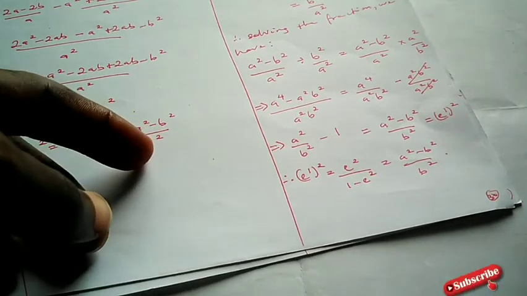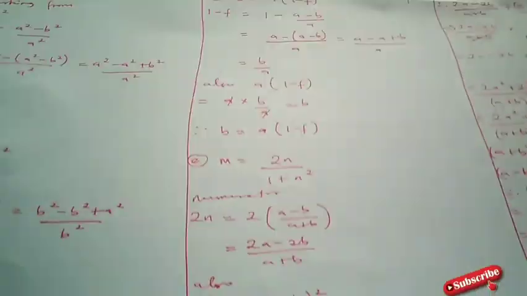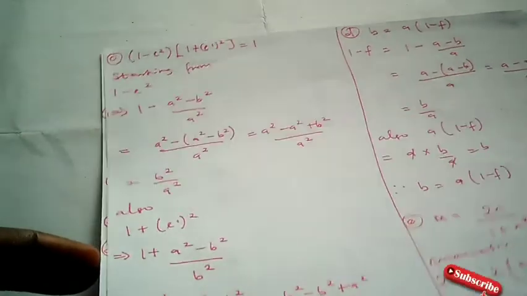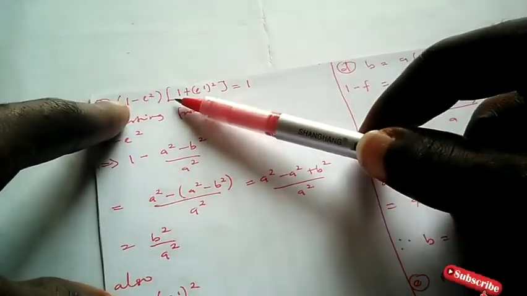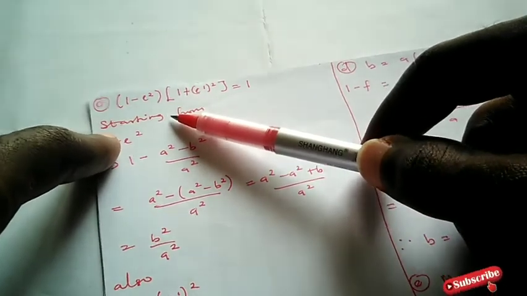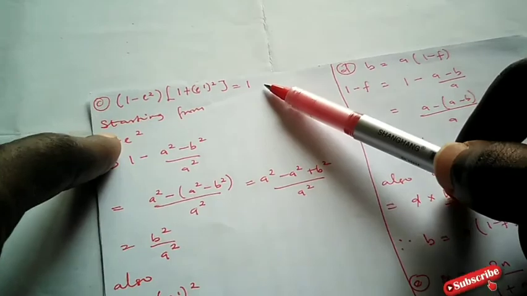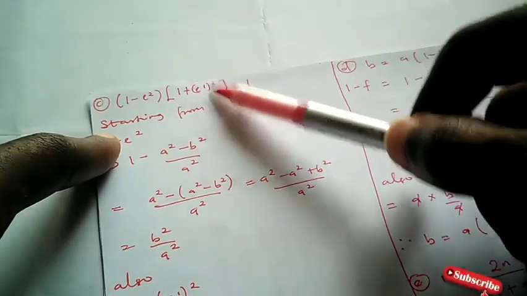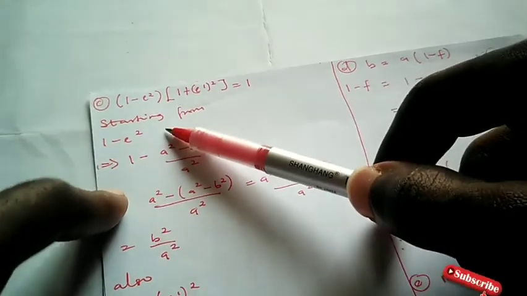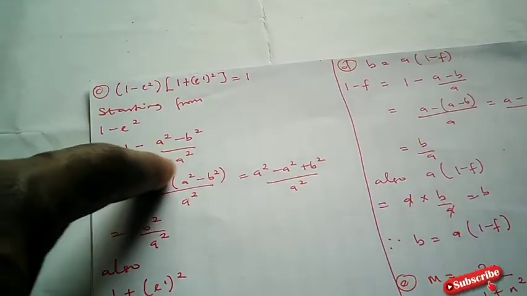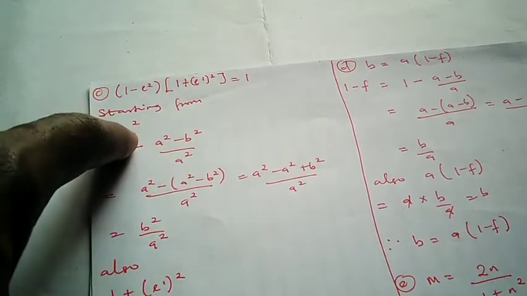Good. Please, you just have to take time to follow it up. These things are quite simple for us to understand. Now, let's look at the next part. See, they said 1 minus e squared in a bracket multiplied by 1 plus e prime squared equal to 1. So that means the product of these two should give us 1. So starting from 1 minus e squared, this implies that we have 1 minus a squared minus b squared all over a squared, because that's what e squared is.